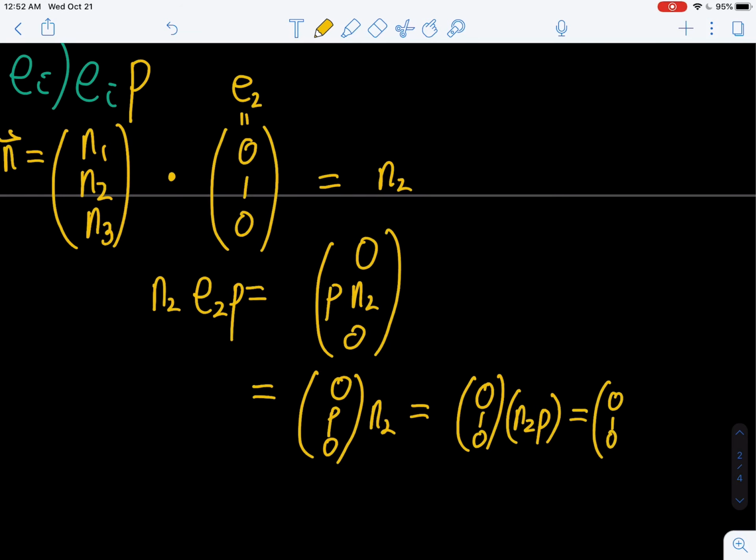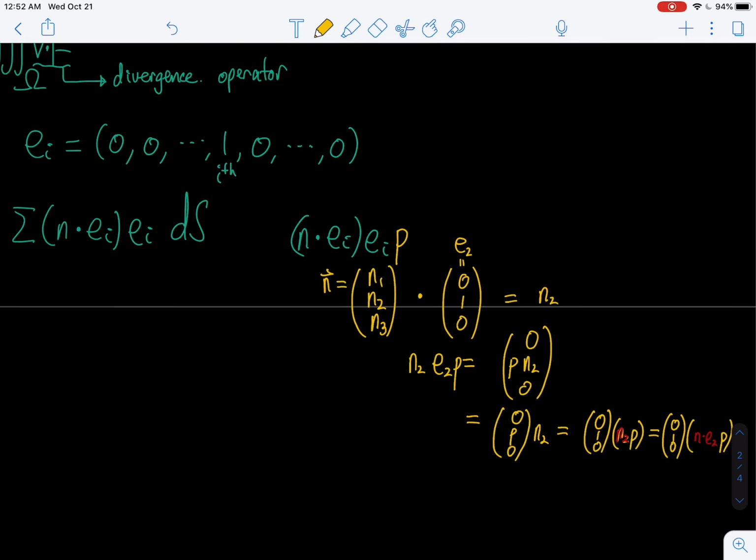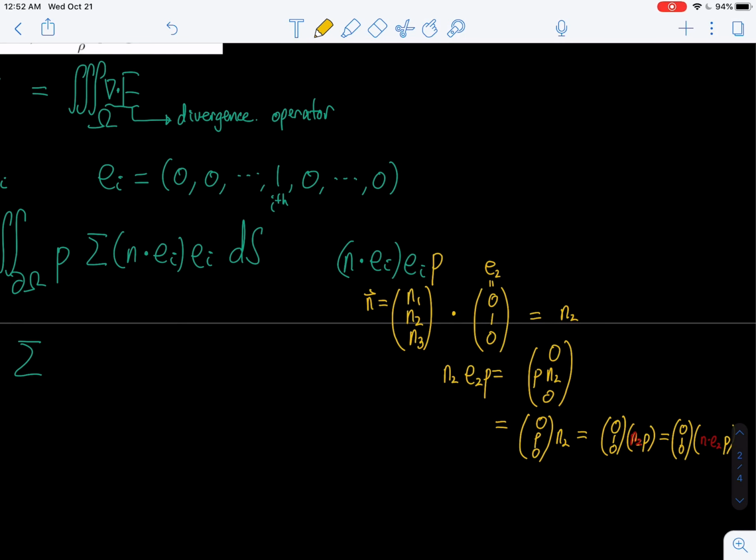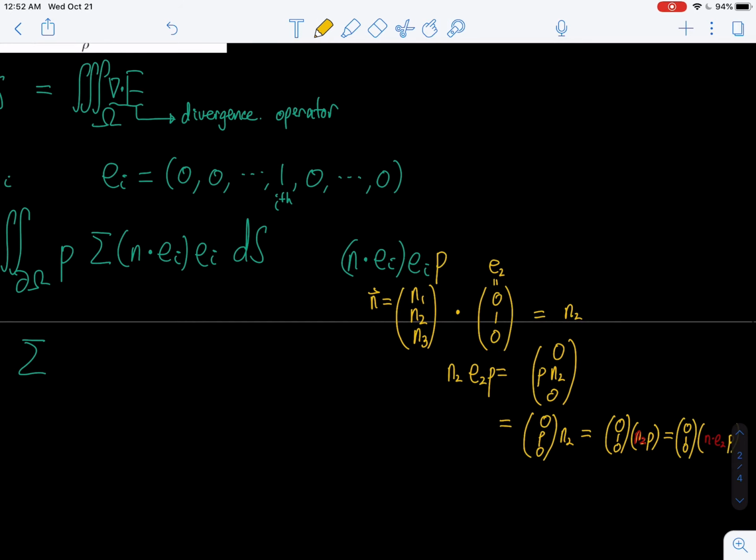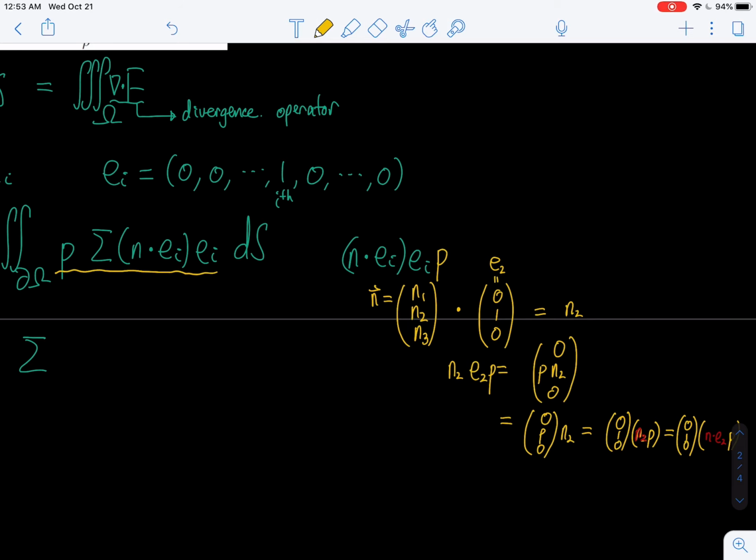And I can write this as, what is n2 again? It was n dot e2, right? So n dot e2 and then p. This part's easy, so I don't know if I'm spending too much time on this. Generally I'm going to change e2 with ei, and I'm going to change this part right here.